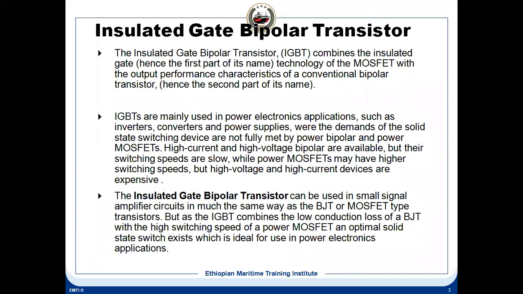A BJT has high current and high voltage ratings available, but the switching speeds are low. If you see a BJT, you'll find high current, high voltage, but the switching speed is slow. And a MOSFET has a high switching speed. So that is the reason we combine both the BJT and MOSFET, and it became an IGBT. IGBTs can be used in small signal amplifier circuits also, same as a BJT or a MOSFET. It can be used as an amplifier and also as a switch.